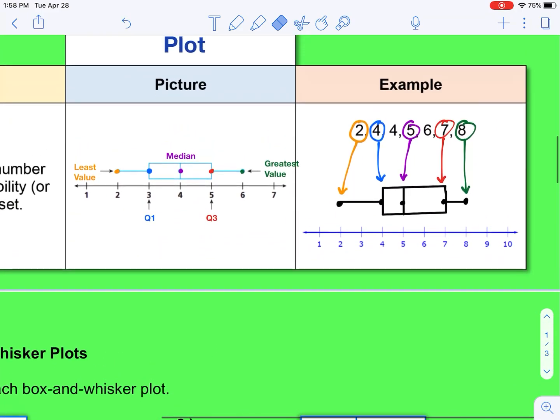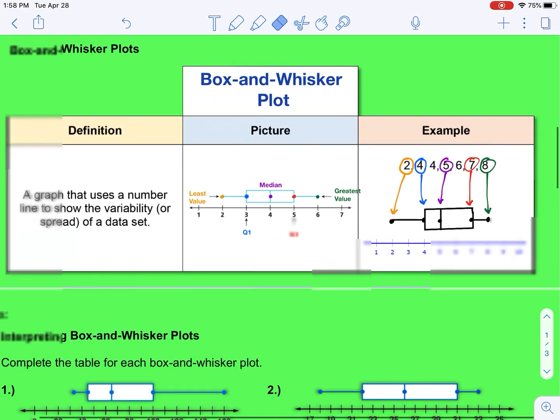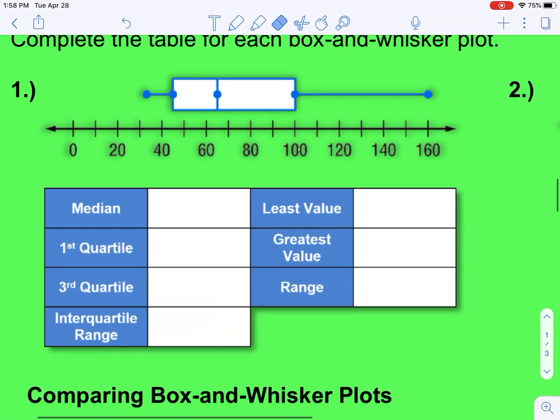So if you take a look at my example over here on the side, my least value is 2, so I put a dot there. My greatest value is 8, so I put a dot there. And then I went ahead and found my median and my quartiles, and I put dots there, and then I just connect them. So it's pretty easy. We're going to do one with you here just so you can see what it looks like, and then I'm going to let you do your work.